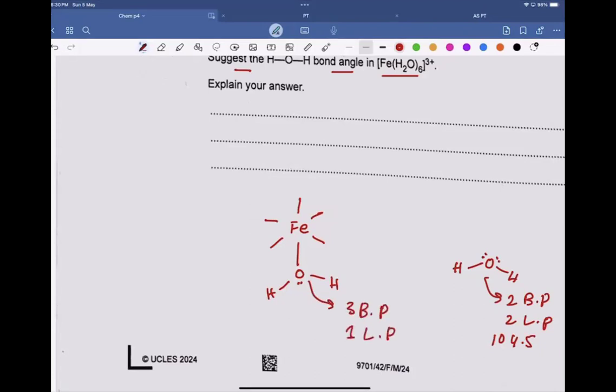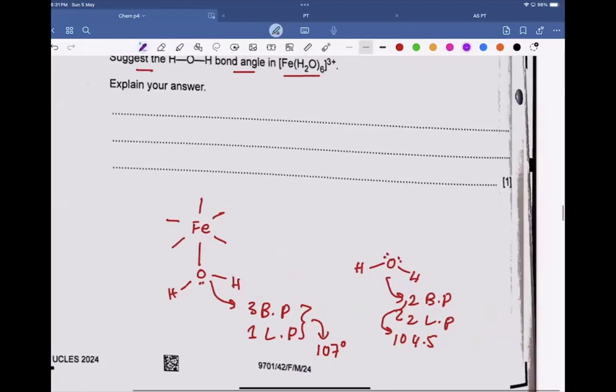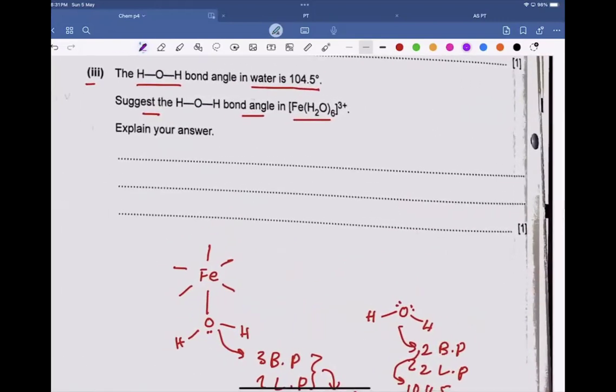So when there are 3 bond pairs and 1 lone pair, the bond angle is going to be 107 degrees. No, not 120. 120 is when there are only 3 bond pairs and no lone pair. So over here, the bond angle is 107 degrees.